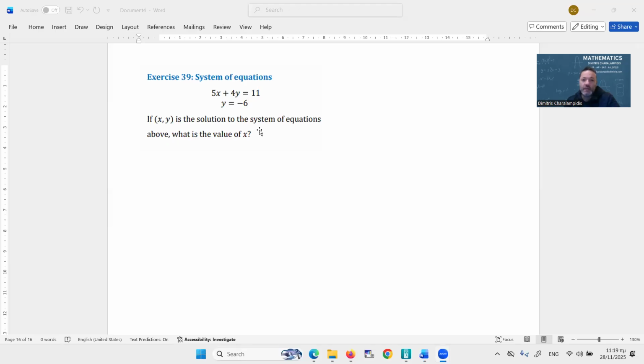Exercise 39. It's a system of equations. If xy is the solution to the system of equations above, what is the value of x? Like I keep saying, as far as the SAT exam is concerned, the easiest way to solve any system, without rearranging or using any difficult processes of either elimination or substitution, is to go directly to Desmos. So we will go on Desmos.